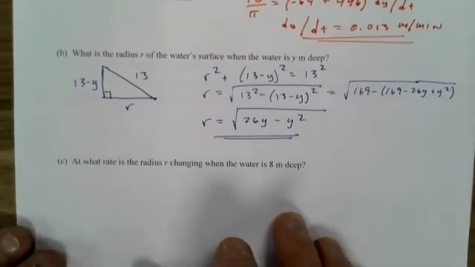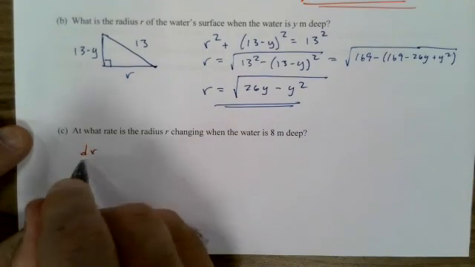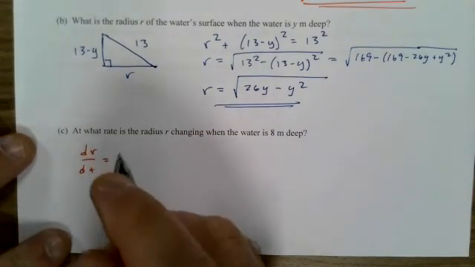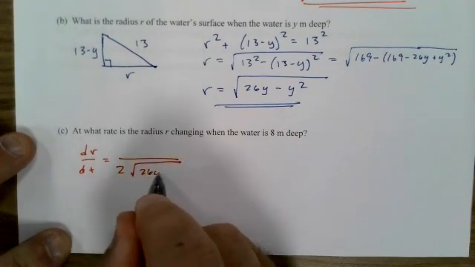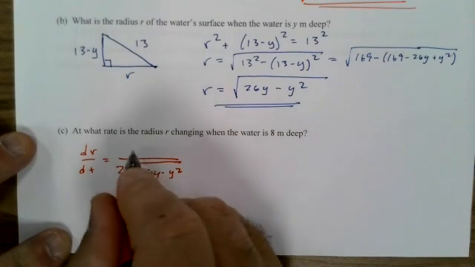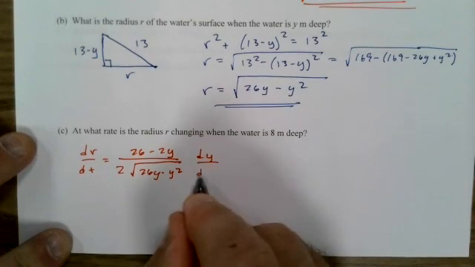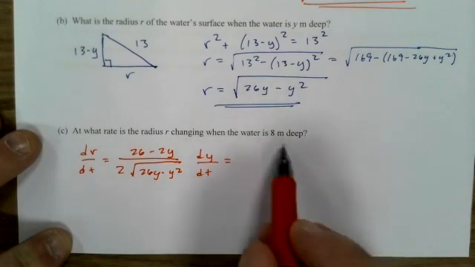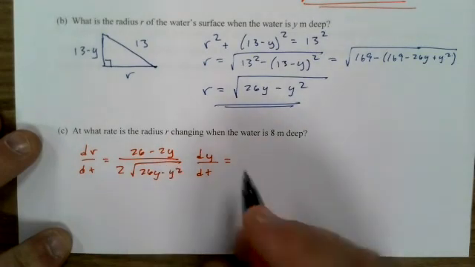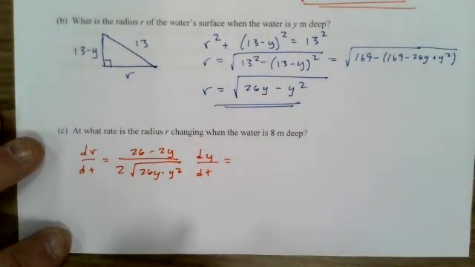So now, of course, I want to take a derivative of that, which is why it was nice to get it much simpler. dr/dt equals 1 over 2 square root of that, 26y minus y squared, times 26 minus 2y dy/dt, again, I'm factoring that out, equals 8. What am I doing there? 2 times 8 is 16.